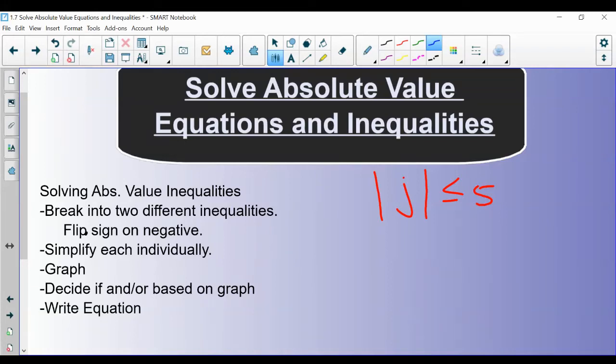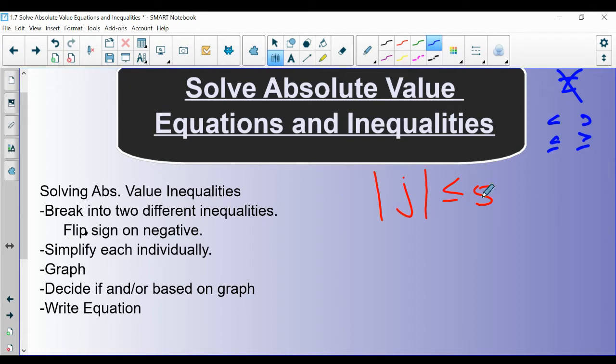This is a continuation on section 1.7. Before part A, we were talking about solving absolute value equations, so they had an equal sign. That was part A. Now we are going to be working with inequalities, so something like a less than or a greater than or less than or equal to or a greater than or equal to sign.